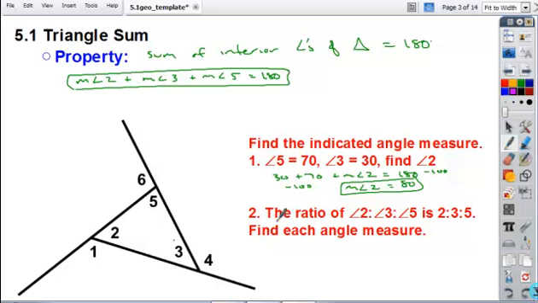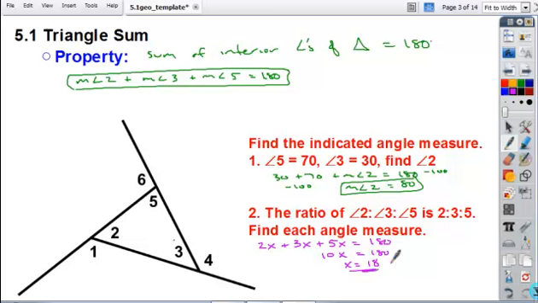That's thinking in terms of part to part. All right, so if you have angle 2 represents 2 times some multiplier, angle 3 is 3 times that same multiplier, angle 5 is 5 times the same multiplier, you know that the total sum of all those has to equal 180, so then you can solve. Get a total of 10x is equal to 180. Divide both sides by 10, you get x is equal to 18.